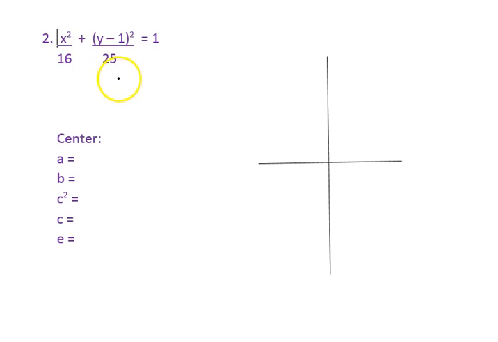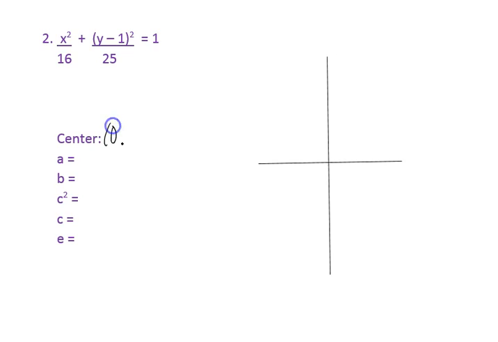Okay, for our second example, I've already got it in the standard form. We're equal to 1. We have a plus. Everything looks the way it should. What's changed in this one is that the center, if you'll notice, I've got the parentheses back. So the x, because it doesn't have parentheses, means that that first part is 0.